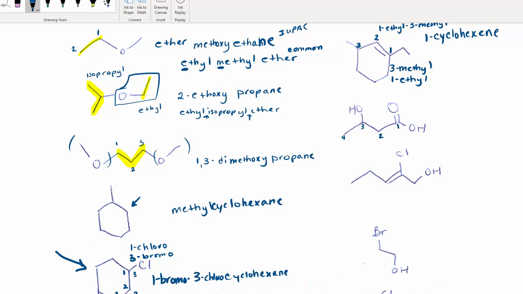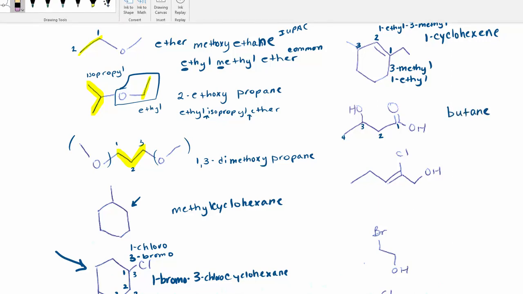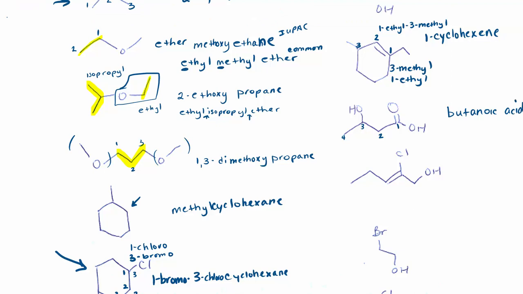So here we have a 4-carbon chain with a carboxylic acid at the end. So we would name this butane, but because of that carboxylic acid, I'm going to erase the E and add oic acid. So this is butanoic acid. Then I need to name my other functional group as a substituent. An alcohol, when it is a substituent, is called hydroxy. So this would be 3-hydroxybutanoic acid.